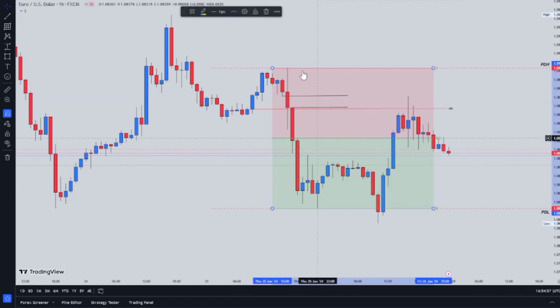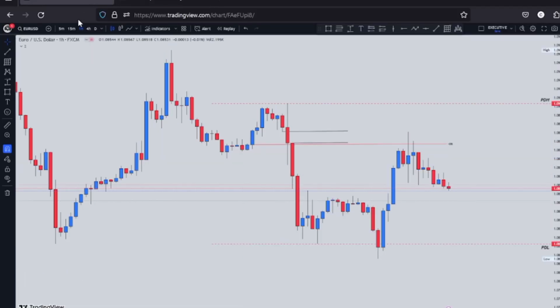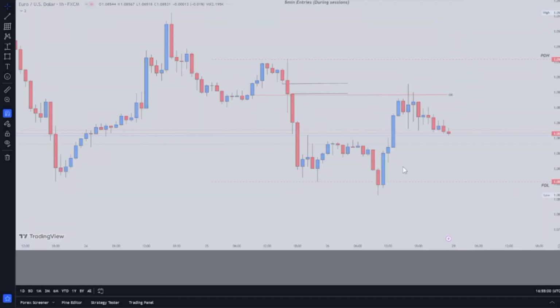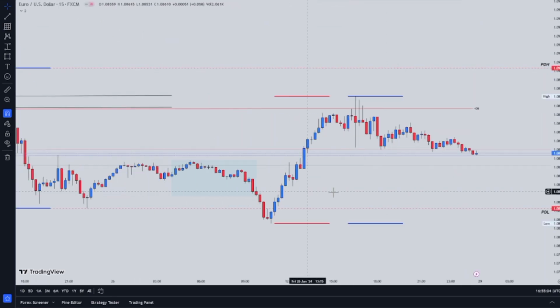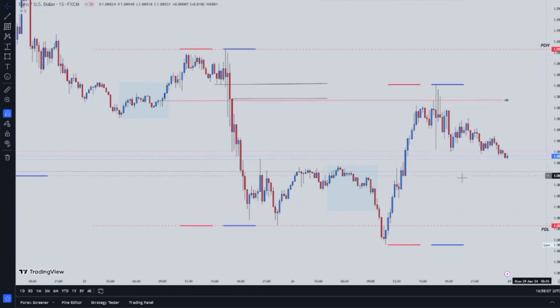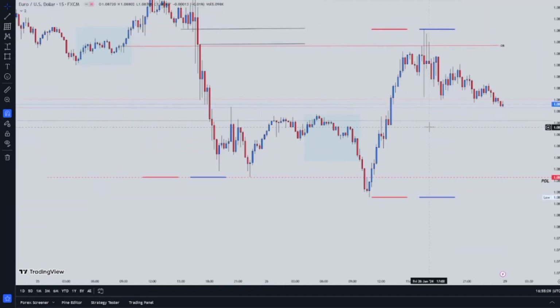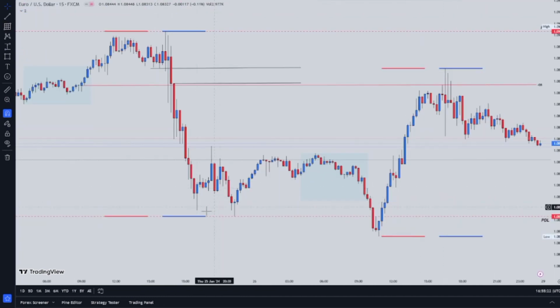For that day on Friday, I need to show you what price did. My entry time frame is the 5-minute time frame, or probably I can show you first in the 15-minute time frame what price did. I do have this indicator to highlight my sessions so you can see what price did. Price came and took out Asian lows and took out previous daily lows.